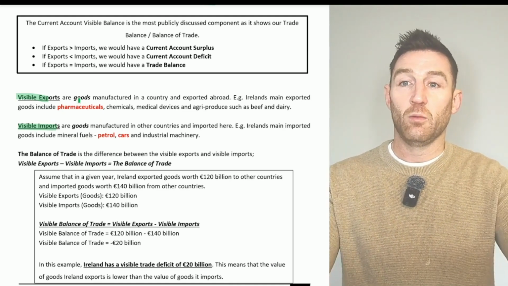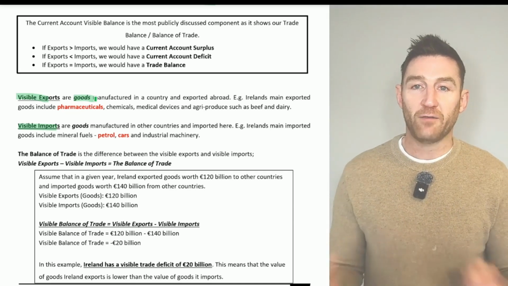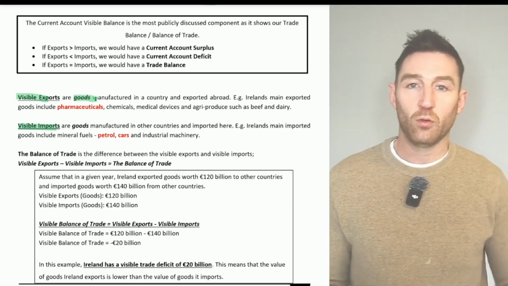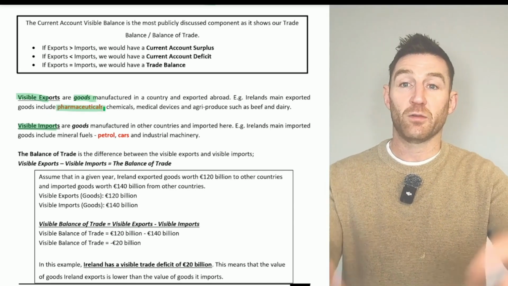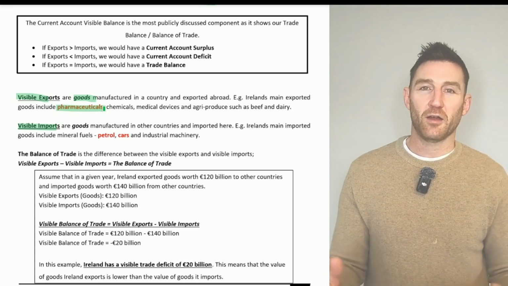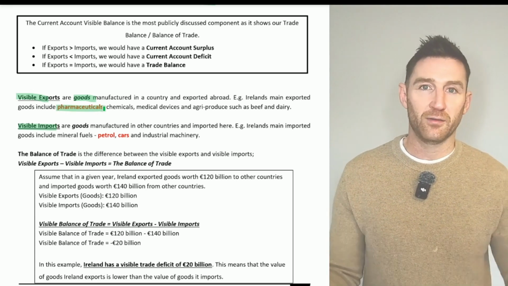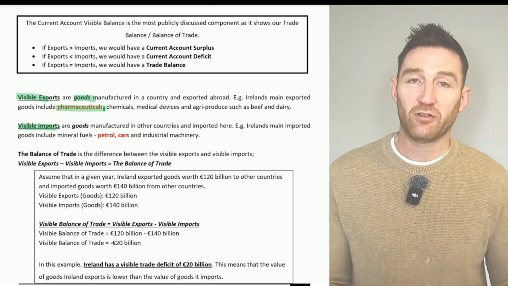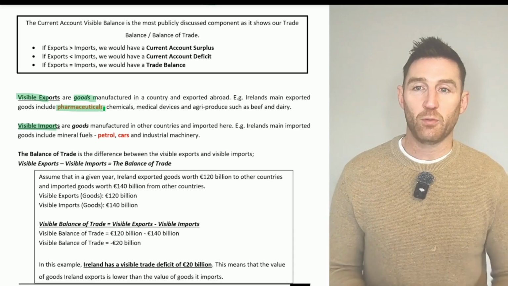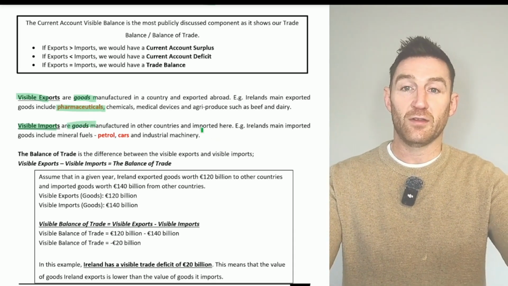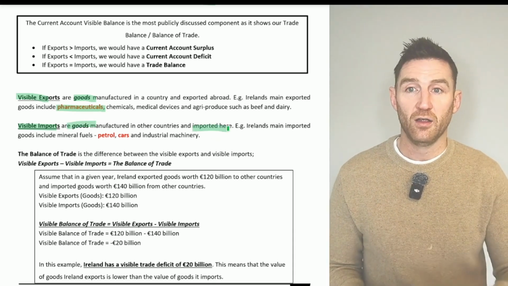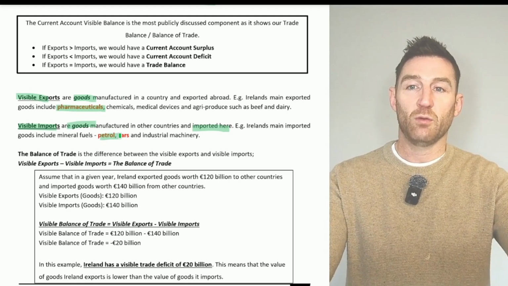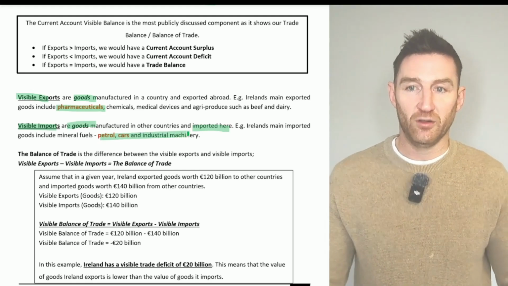If you look at visible exports, the crucial thing is that visible, you associate with the word goods. So visible exports are goods manufactured in a country and exported abroad. Ireland's main exported goods include pharmaceuticals. A lot of us think our main exports are things like dairy or agricultural produce, but actually it's pharmaceuticals. And then visible imports, a crucial thing, they're goods that are manufactured in other countries and imported in here. We would import things like petrol, cars, machinery.